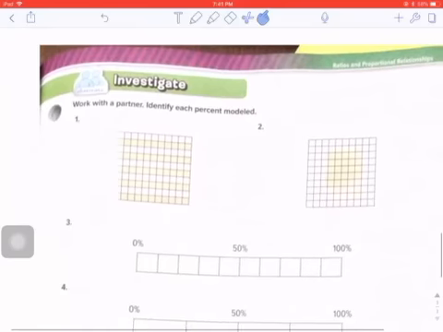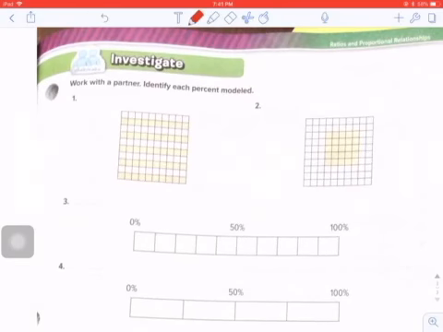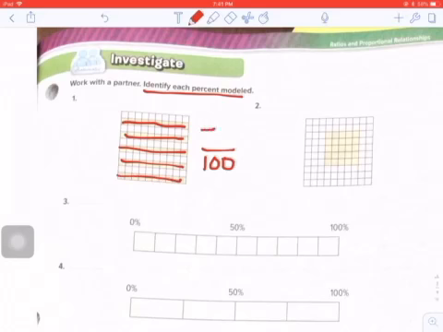Alright, so moving on to this last page, it says to identify each percent modeled. So this first one, it's a 10 by 10 grid, so there are 100 squares there, so you're going to count how many there are. If you want to pause the video and try these and then just resume the check, you can, or just keep following along. So I can count and see that there's 10, 20, 30, 40, 50. So I know there's 50 out of 100. And since percent means out of 100, that has to be 50%.